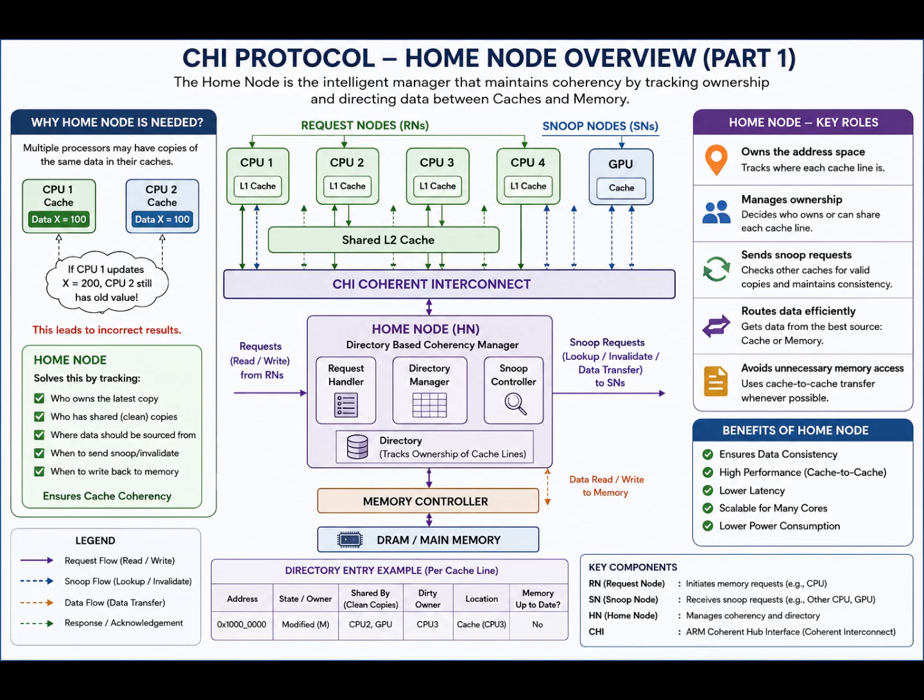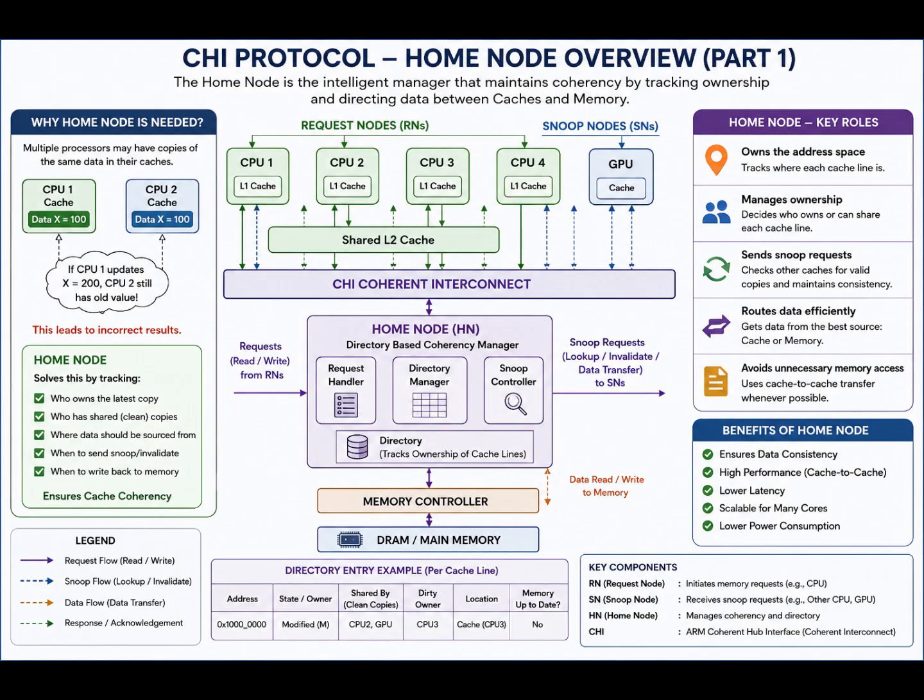Now, let us understand where the home node actually sits inside a chip-based system. Imagine a SoC with four CPU cores, one GPU, and a memory controller. Each CPU has its own private L1 cache. Several CPUs may share an L2 cache. Eventually, all memory accesses move through the coherent interconnect. Inside this interconnect resides a home node. Every coherent request eventually reaches the home node before the final decision is made. This is why the home node is often described as the owner of the address space. Notice that I didn't say it owns the data.